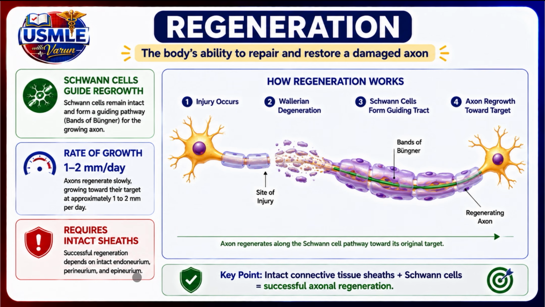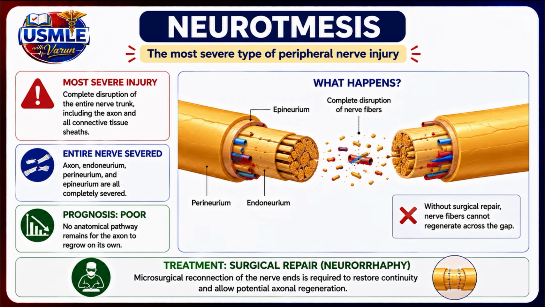Successful regeneration depends on intact endoneurium, perineurium, and epineurium. Intact connective tissue sheaths, along with the presence of intact Schwann cells, lead to successful axonal regeneration. In neurotmesis, the entire nerve, including its supporting structure, is severed. There is no pathway for regeneration, so recovery is poor unless surgical repair is performed.